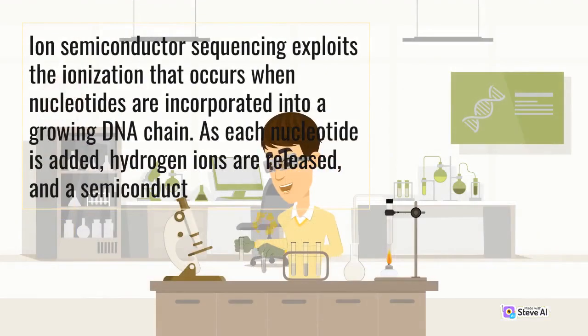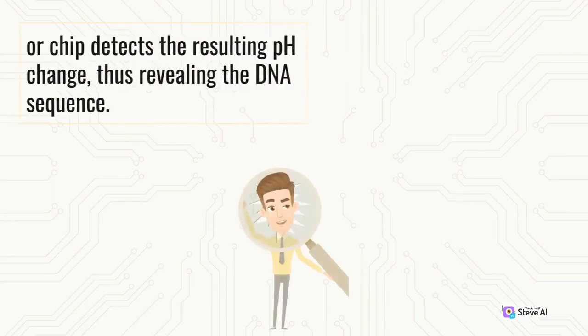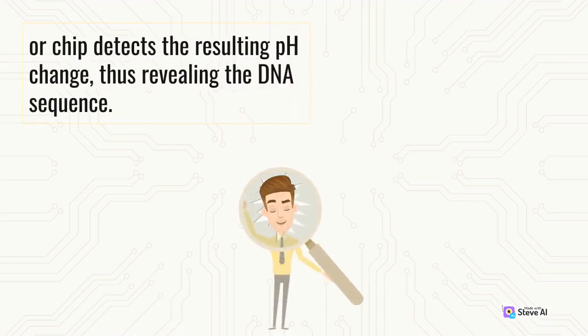Ion semiconductor sequencing exploits the ionization that occurs when nucleotides are incorporated into a growing DNA chain. As each nucleotide is added, hydrogen ions are released, and a semiconductor chip detects the resulting pH change, thus revealing the DNA sequence.